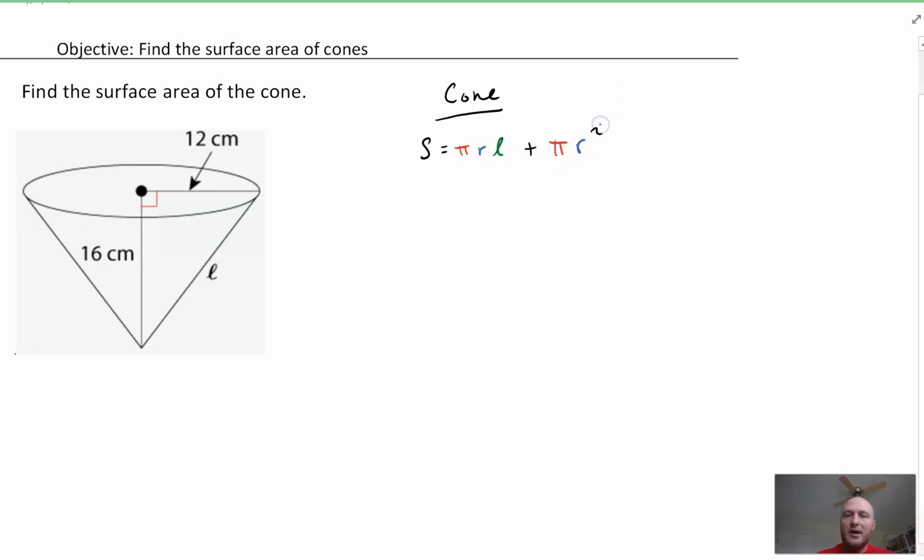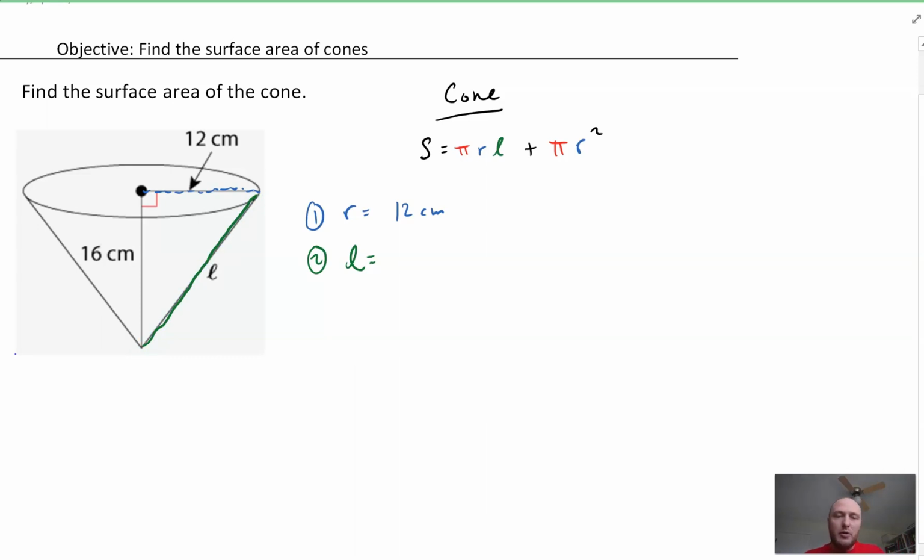So again, the first thing that we're going to need to find is our radius. You can say that's step one. What is the radius? From the center of our circular base out to the edge, that is 12 centimeters. So that was very, very easy. Step two is, what is the slant height? The slant height is indicated here, and I don't know what it is.